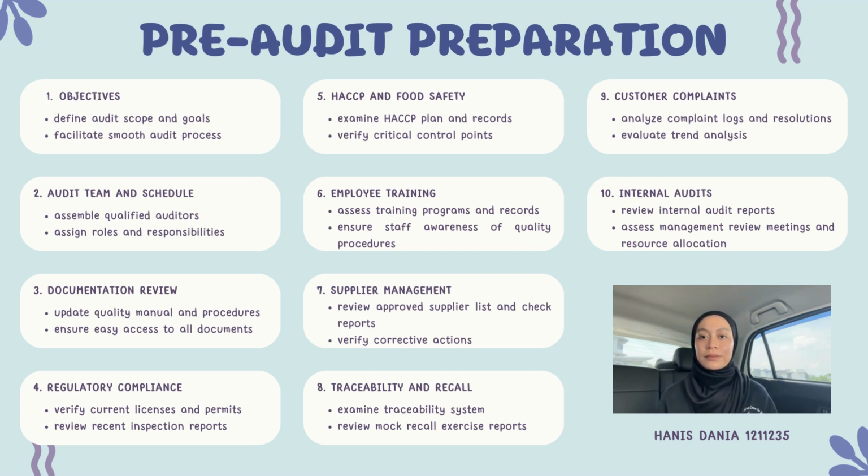The fifth one is HACCP and food safety. Examine HACCP plan and records, verify critical control points, and review monitoring procedures. Next is traceability and recall. Examine traceability system, review mock recall exercise reports, and ensure effective recall procedures. The last one is internal audit and management commitment. Review internal audit reports, check implementation of corrective action, assess management review meetings, and resource allocation.